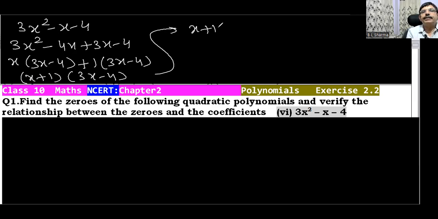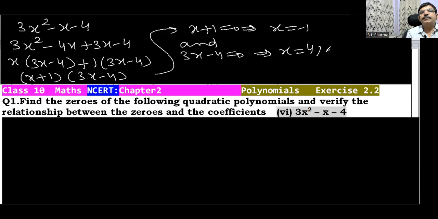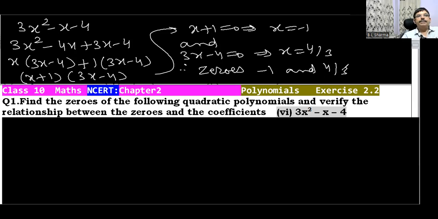So if x plus 1 is equal to 0, then x is minus 1. And if the second factor is equal to 0, then x is 4 by 3. Therefore, the two zeros are minus 1 and 4 by 3. इस तरह से पहले हम इसको बाय स्प्लिटिंग मिडिल टर्म से फैक्टराइज करते हैं और टू जीरोस फाइंड आउट करते हैं, और ये इसके जीरोस हो गए. हाफ पार्ट हमने कंप्लीट कर लिया है.